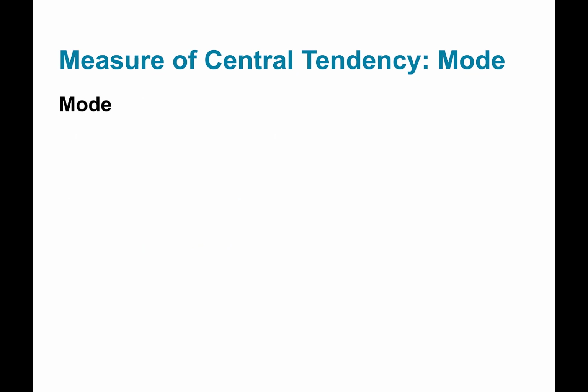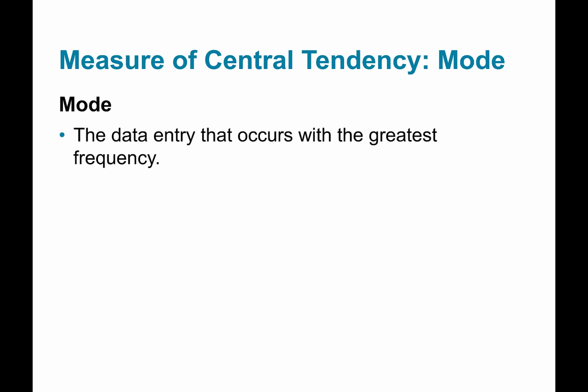The third and last measure of central tendency that we're going to talk about is the mode. So mode is simply the data value that occurs the most, or the data value with the greatest frequency. So mode, just think of which one shows up the most. Data value that shows up the most is the mode. So most goes with mode.